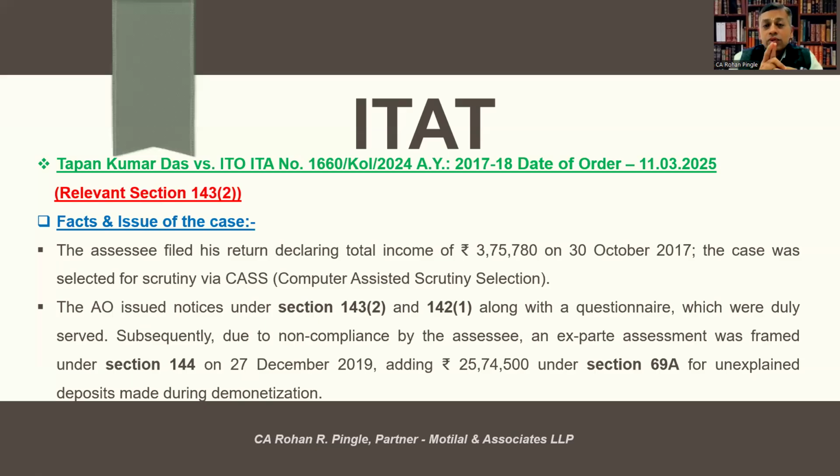The assessee filed his return declaring total income of rupees 3,75,000 on 30th October 2017. The case was selected for scrutiny via CAS, Computer Assisted Scrutiny Selection. The AO issued notices under section 143 subsection 2 and 142 subsection 1 along with a questionnaire, which were duly served. Subsequently, due to non-compliance by the assessee, an ex parte assessment order was framed under section 144 on 27th December 2019, adding rupees 25,74,000 under section 69A for unexplained deposits made during demonetization.